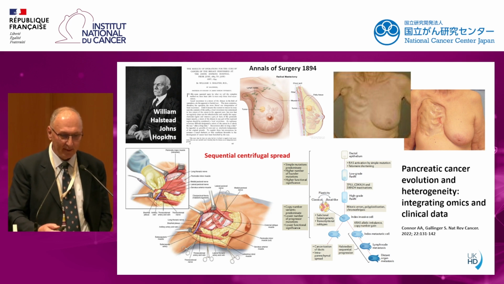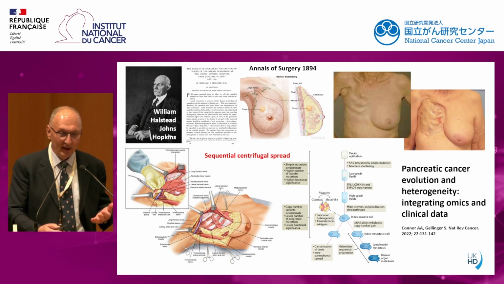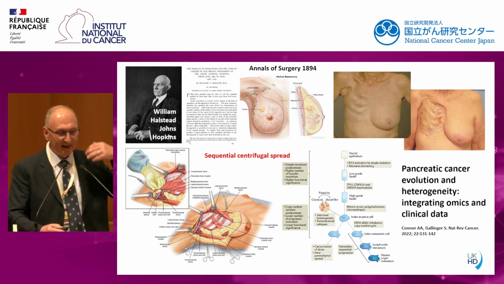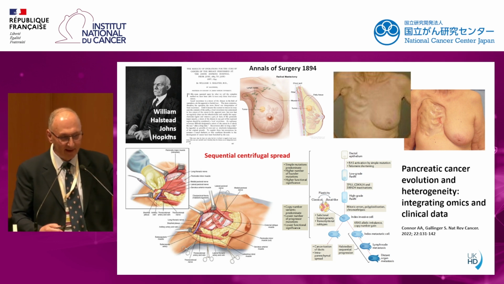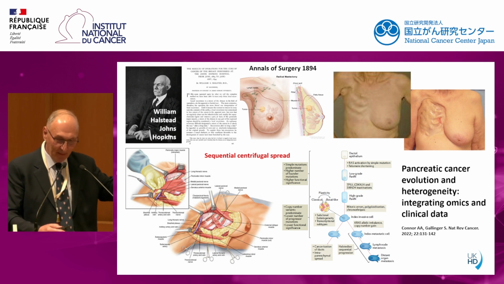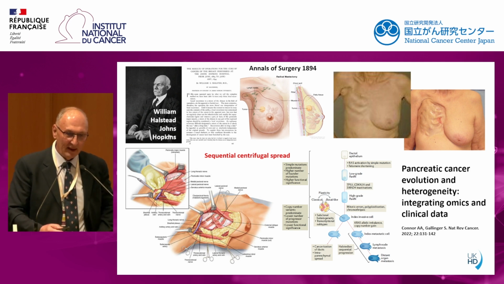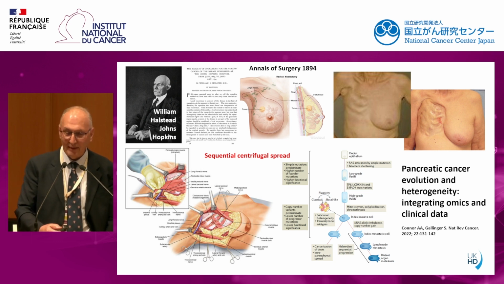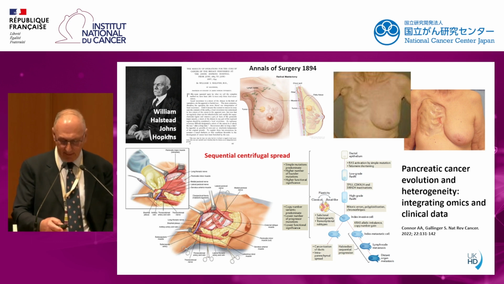And so Steve Gallinger summarized this up in a review paper in 2022, where he contrasted Halstedian spread. It goes to the lymph nodes, and then it goes to the lymphatics, and then it goes somewhere else, and then the lungs, and lungs to bone, and so on, with a sort of genomic-based evolution. Schizophrenic, because the two don't actually overlap. And I spoke to him earlier and he admitted that.